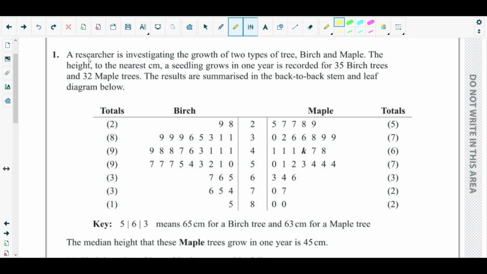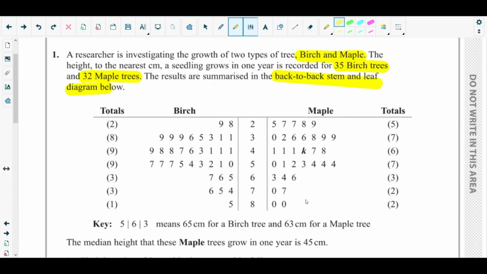A researcher is investigating the growth of two types of tree, birch and maple. The height to the nearest centimeter as a seedling grows in 1 year is recorded for 35 birch trees and 32 maple trees. The results are summarized in the back-to-back stem and leaf diagram below. What is a back-to-back stem and leaf diagram?